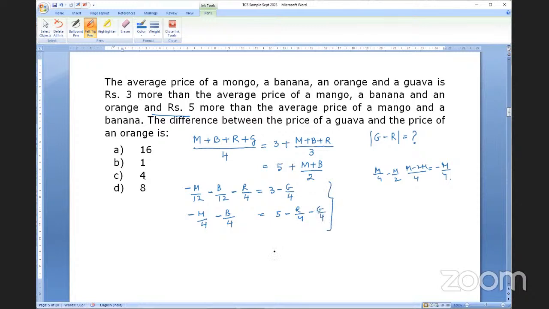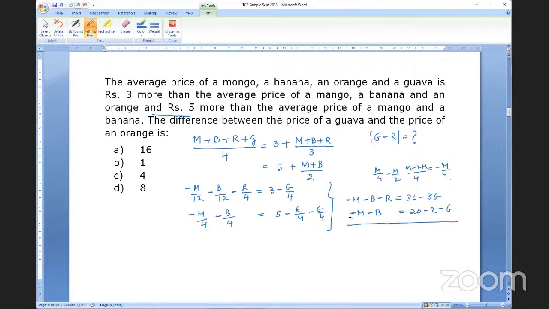Let me convert them into linear equation. Let me multiply the first one with 12. We will have minus B minus R equals 36 minus 3G. And let me multiply this by 4. Minus B equals 20 minus R minus G.